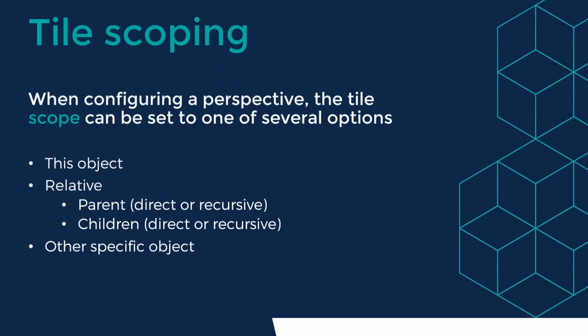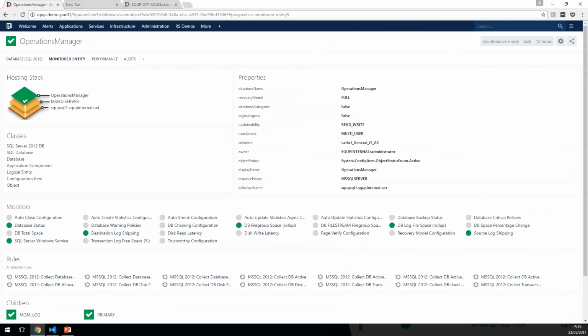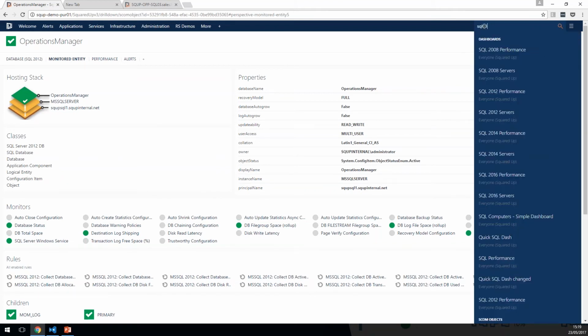Okay, let's actually dive into doing something with the product. So what I'm going to do is create a perspective that shows software installed on a particular server and the parent application it's part of. So the idea is I'm on a server, granted the perspectives along the top allow me to see what roles it has, but what about if it's got particular agents installed, or it's a server that's multidisciplinary, hosting lots of different things, or potentially part of multiple different applications, what's actually on this? So let's jump over to SQL 3.